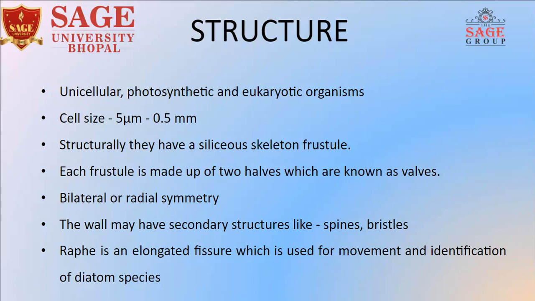The next important structural component is raphe. It is a slit-like structure extending lengthwise along the cell, allowing the diatom to glide along the surface. For movement, diatoms possess some additional secondary structures like bristles. If we talk about body symmetry, then Centrales have radial symmetry and Pennales have bilateral symmetry.